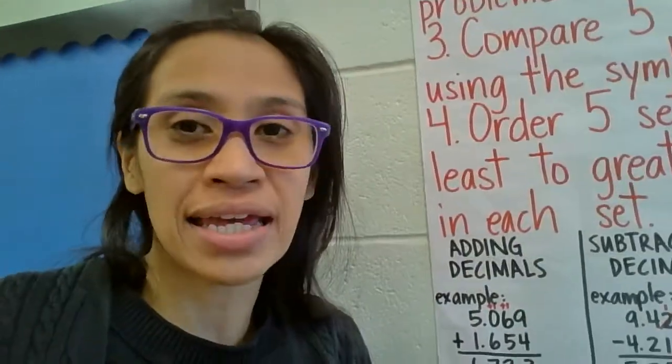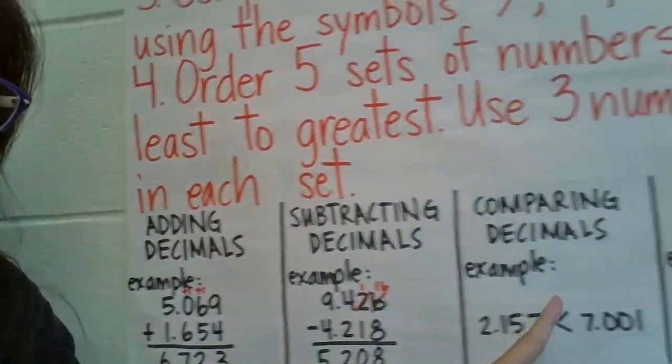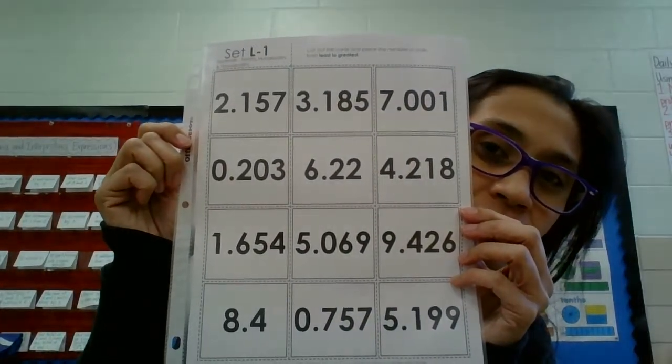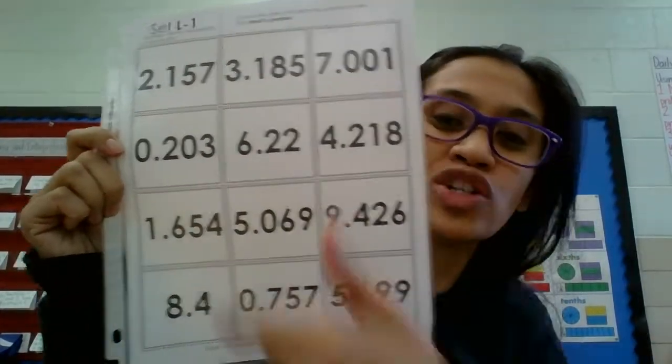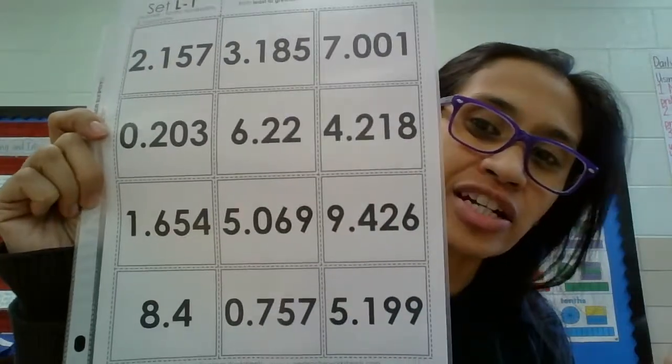Remember, you're going to do 5 adding, 5 subtracting, 5 comparing, and 5 ordering decimals. If you need to play back the tape and see that, do that. Here again is your set of numbers to pick from. Tomorrow I'm going to give you a new set of numbers. It's going to be the same assignment all week long, but I'll give you a different set of numbers every day. Get that done in your notebook.